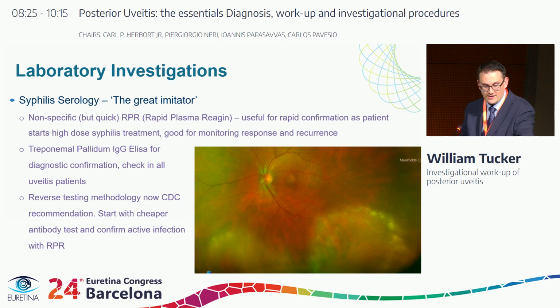Nowadays, the reagent that's used in the RPR test is actually also used in COVID testing, and it became incredibly expensive very quickly a few years ago. And so now the CDC in America, and we follow this as well, recommends a reverse testing methodology, where you start with what is now the cheaper antibody test, which is very specific, and then confirm the active infection potentially later, and then you can monitor the active infection with an RPR test. But we do syphilis testing in all cases of posterior uveitis, and essentially most cases of uveitis that end up coming to Moorfields as a tertiary referral centre will get a syphilis test.